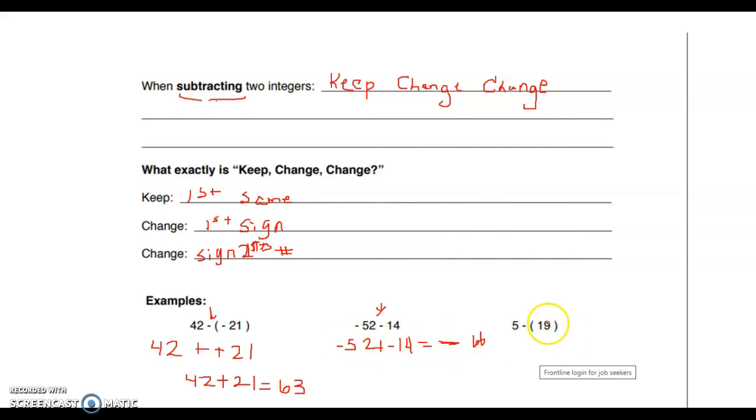Okay, keep, change. The last one, guys, we'll keep the number the same, 5. We're going to change to addition. Okay, and we're going to change the last number. That is actually a negative 19. And now I know, hey, this is the case when the signs are different. That means that my answer's got to be negative because that 19 is bigger. And then I'm just subtracting 19 minus 5. Well, 19 minus 5 is going to be 14.